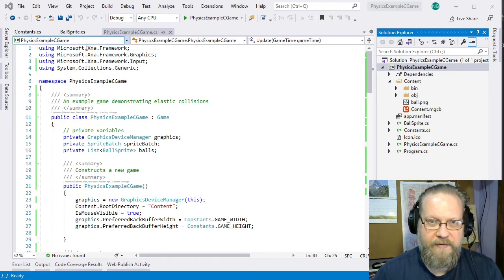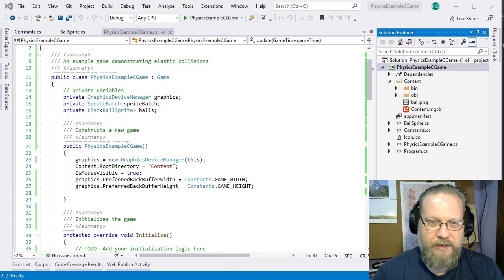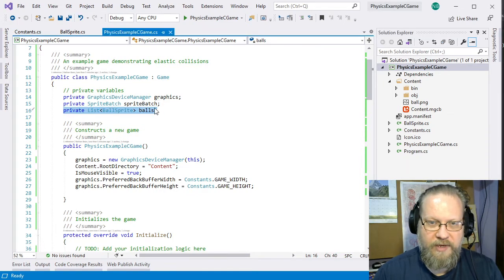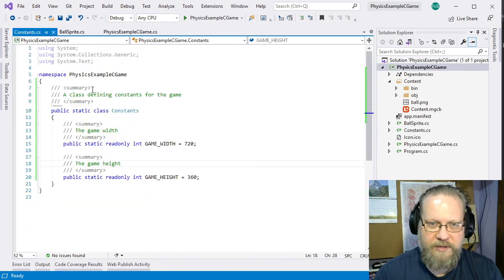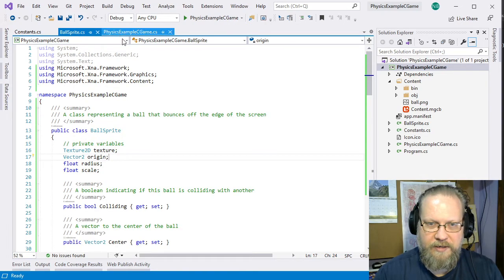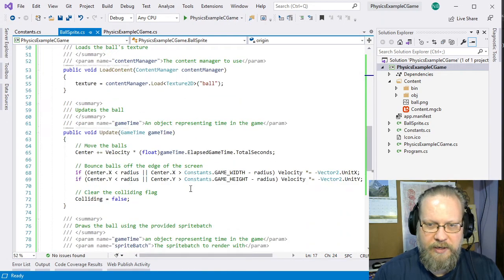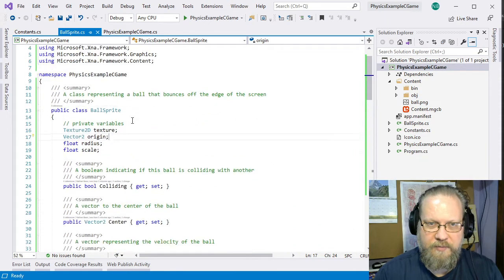So we have another example game. It should be fairly familiar by now. We have a list of balls, which are these ball sprite objects. We are setting our game width and game height. This is a little different. We haven't done it this way before, but we have just a static class that has some read-only constants defined, and that gives us the ability to set it here and also use it in some of our calculations inside this ball sprite.